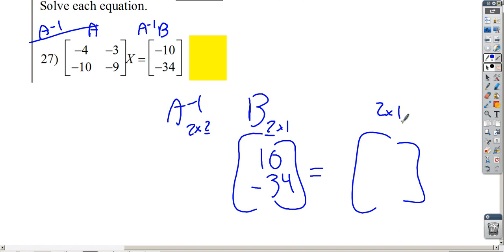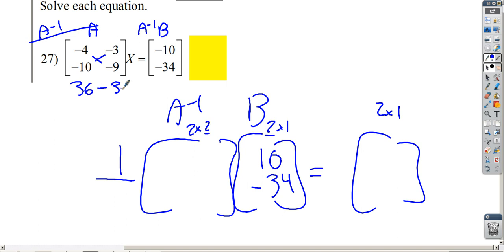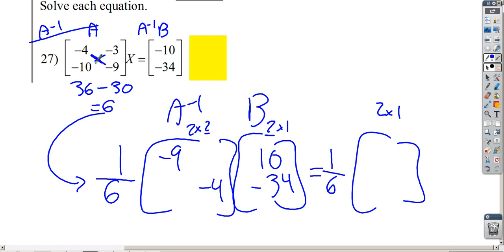Okay, so let's double check. Now all we need to do is find A inverse, 1 over the determinant. The determinant of this is 36 minus 30, which is 6. So that number goes right here. That means it's going to go in front right here also. And then if we switch these, we get negative 9, negative 4. If we negate these, we get 3 and 10.